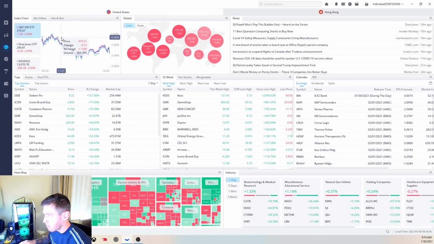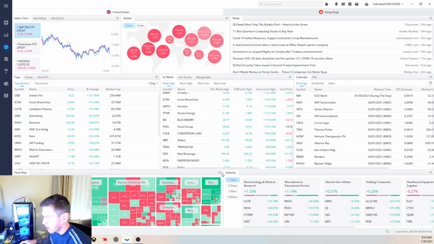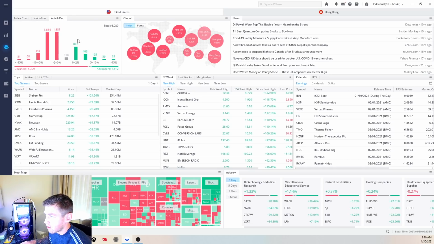So now we're going to come over to the markets tab. And what is this? Well, we've got a whole bunch of different stuff here that we can see based on the current market, right? So we can see here the index chart, net inflow, advancers and decliners, my bad. I don't know why I said December. That's funny. So we can see that, the overall global index, the Forex, news that's come out on different stocks. You can see a calendar, right? A whole bunch of different great tools here.